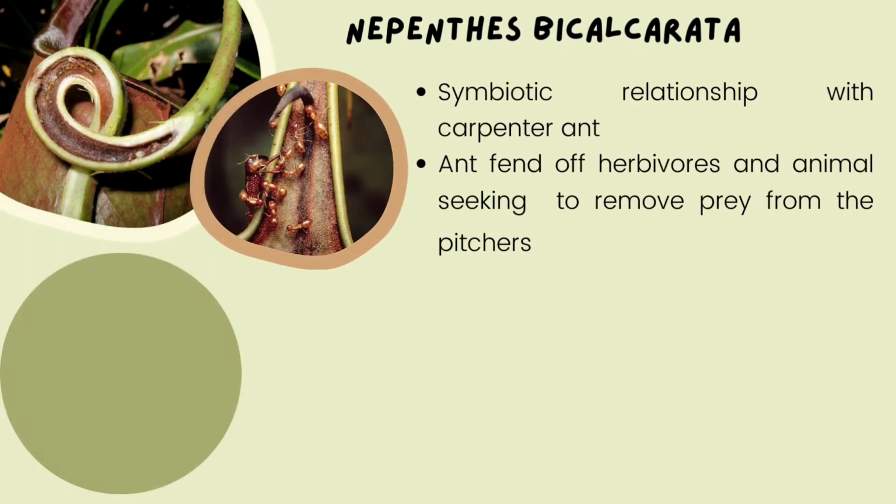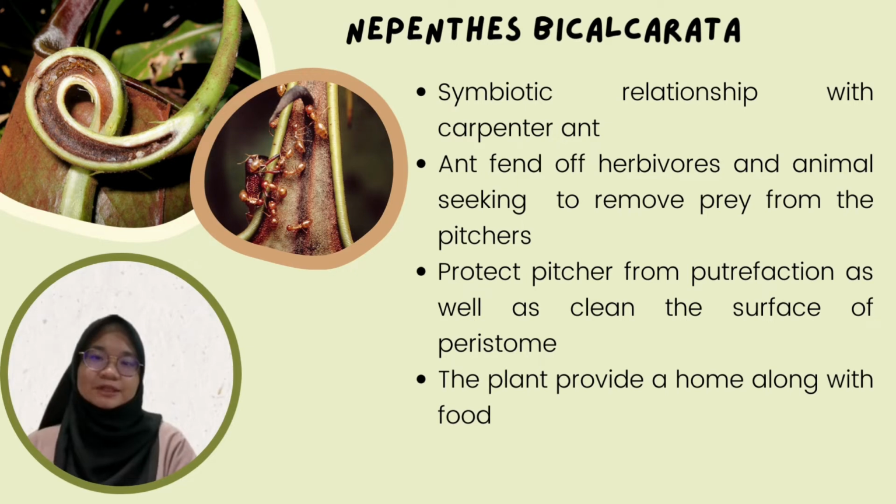In addition, the Nepenthes bicalcarata has a symbiotic relationship with ants, as the plant provides a home and the ants help to fend off any animal that tries to eat the plant, as well as protect the pitcher from putrefaction. The waste they leave behind after eating the prey will help to fertilize the plant, along with cleaning the surface of the peristome.